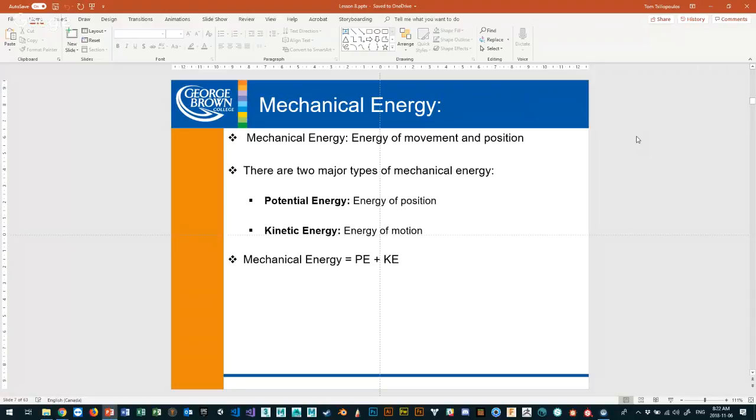So mechanical energy is the idea of energy to move something or reposition something. Potential energy is the energy of position. It's an interesting way of thinking about this. And kinetic energy is the energy of motion. If you think about mechanical energy, that's both. If I have energy from a position and energy from motion, I've got something called mechanical energy. So how does that work?